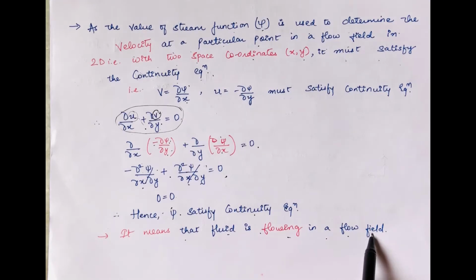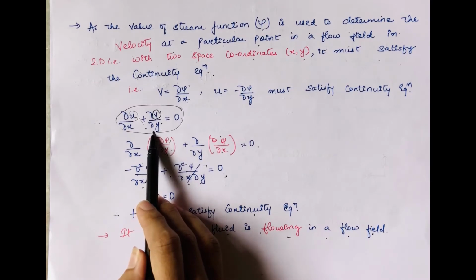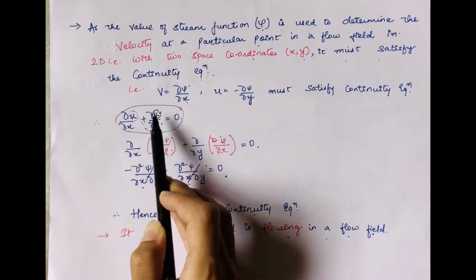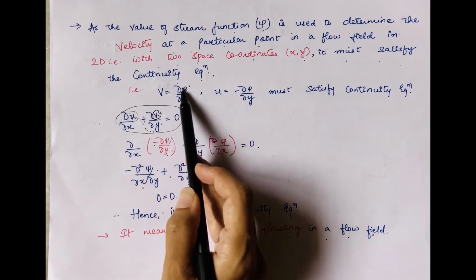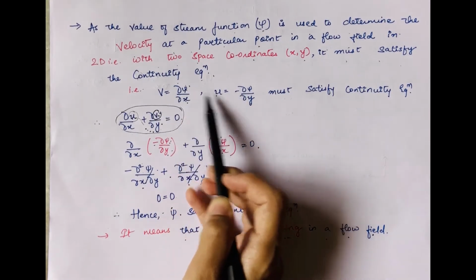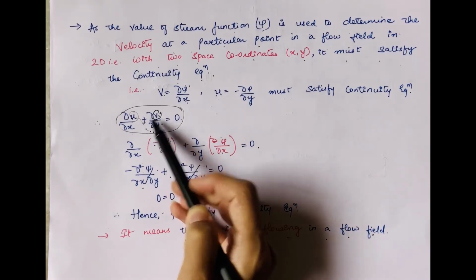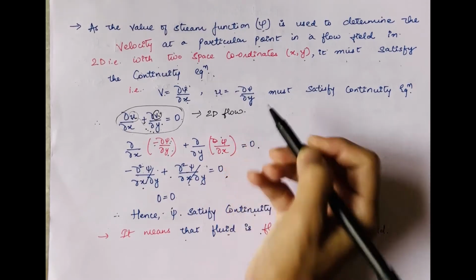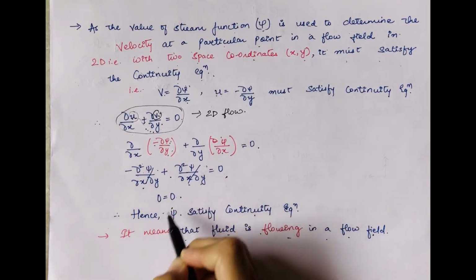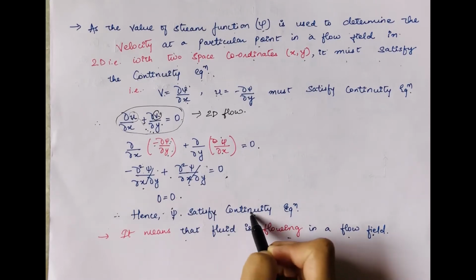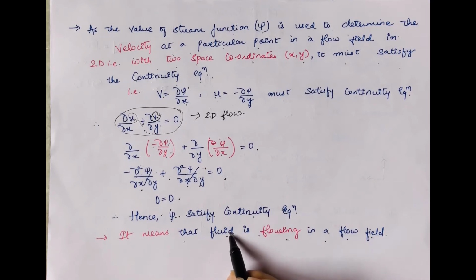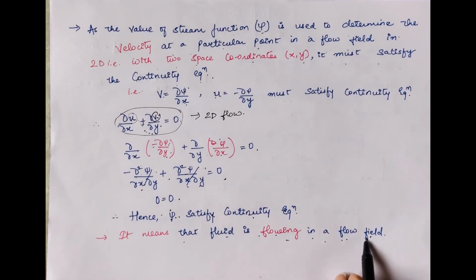Clear? In the last theory only we said that if the fluid wants to flow, then it must satisfy the continuity equation. So here we are talking about the velocity components u and v in terms of stream function psi. Okay, so substituting the values of u and v in the continuity equation for two-dimensional flow, this equation is satisfied. It means that psi satisfies the continuity equation, and if psi satisfies the continuity equation, it means that the fluid is flowing in a flow field. Okay.